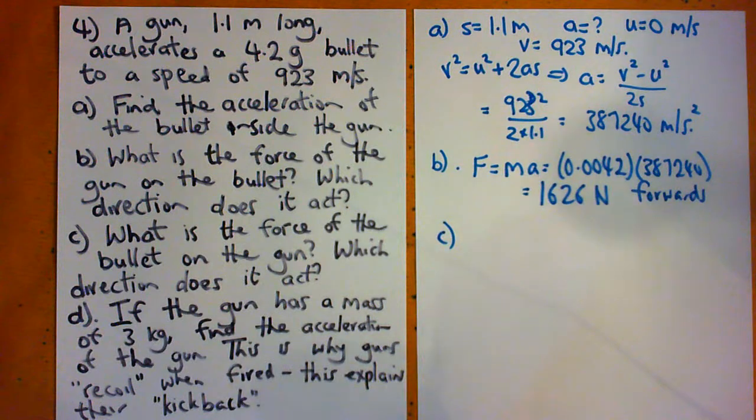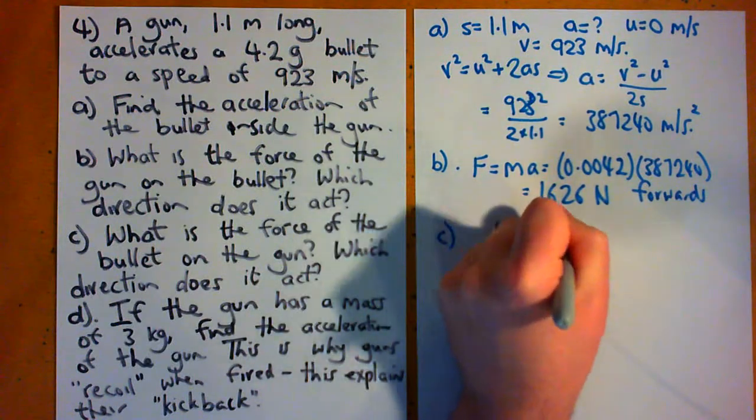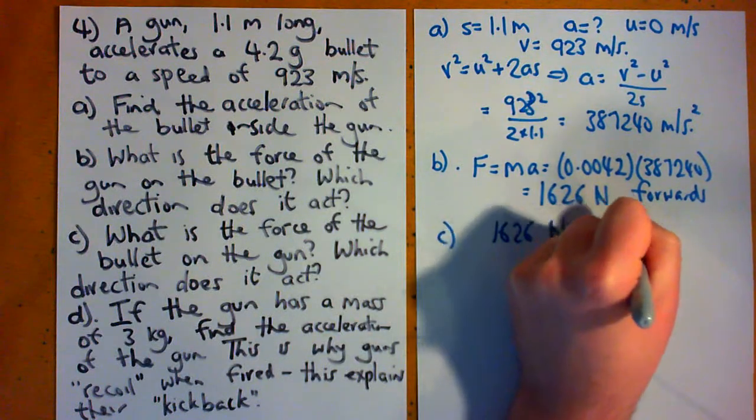Question C, what is the force of the bullet on the gun and which direction does it act? Okay, so this is just Newton's third law. So the gun pushes the bullet forwards, which means that the bullet must push the gun backwards with the same size force, and this would be backwards.